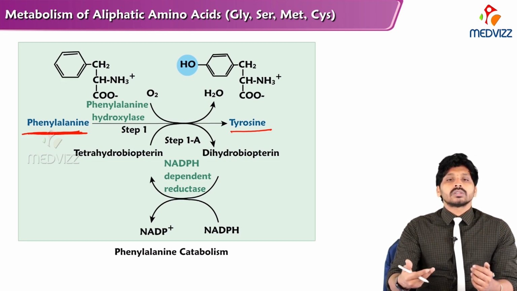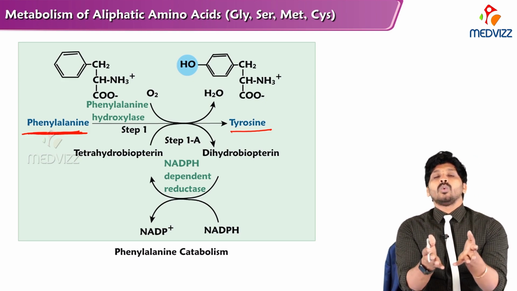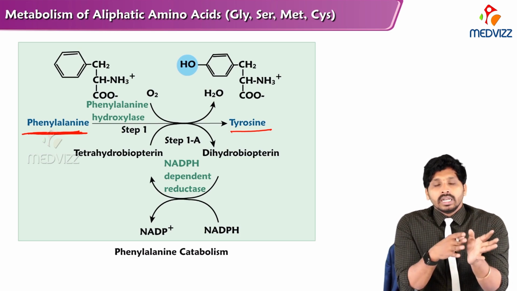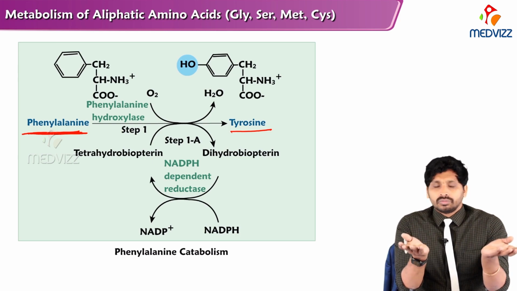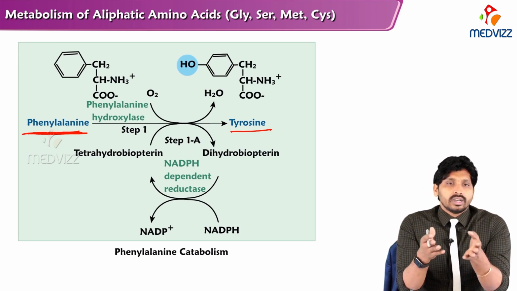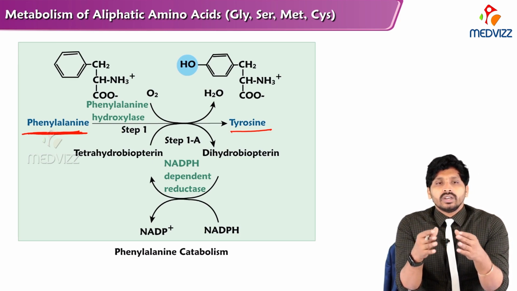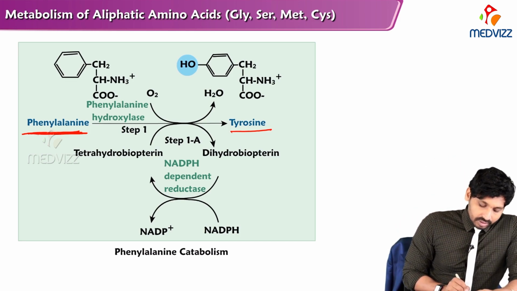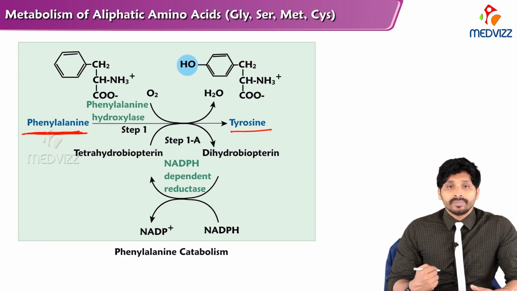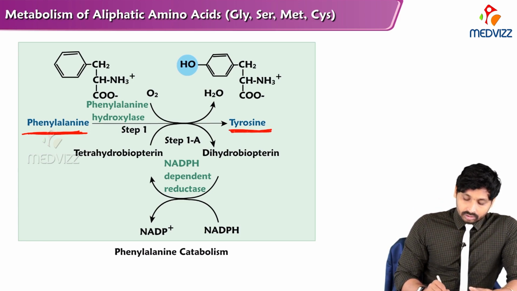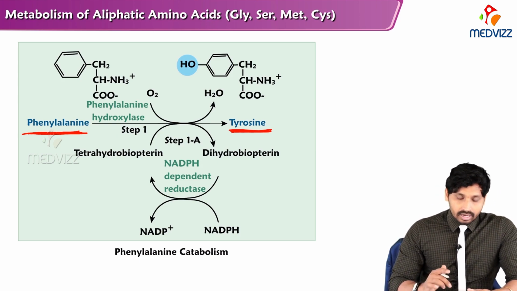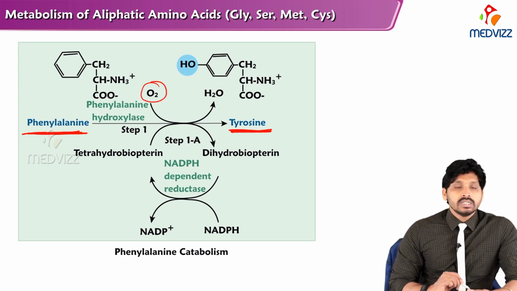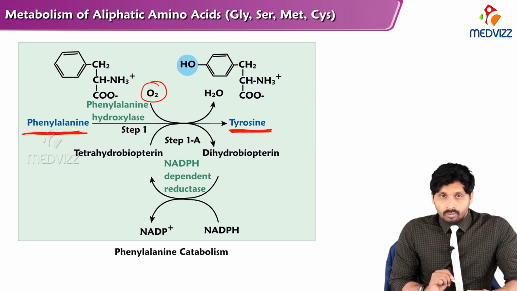So now we will study the catabolism. Why am I mentioning catabolism? Phenylalanine is essential, we are supplying it from outside, right? So it's not mandatory for us to study its synthesis. We'll study only the catabolic part of phenylalanine. First step, once phenylalanine enters our body, it is converted into tyrosine with the help of the enzyme phenylalanine hydroxylase. Here there is a requirement of molecular oxygen, which is converted into a water molecule.